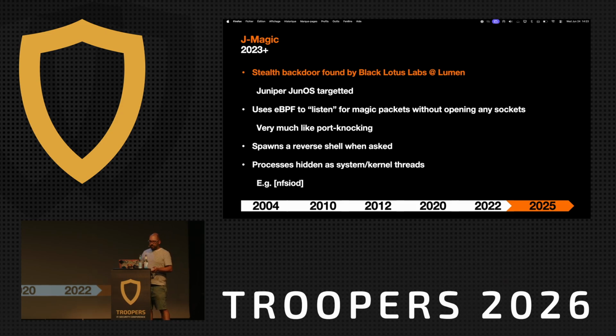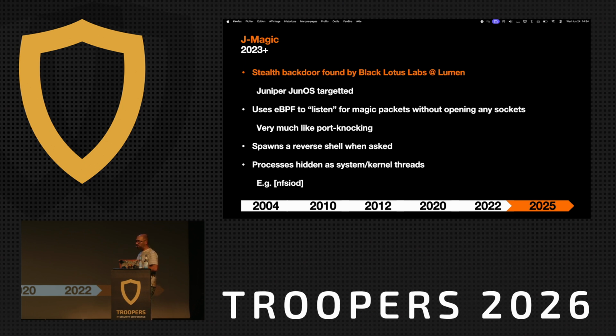Just a few years after, GMagic. GMagic is a piece of software that was called that by the folks at Lumen's Black Lotus Labs. GMagic targets especially JUNOS routers, Juniper routers that run JUNOS. It is a very interesting piece of software that uses eBPF to listen for magic packets without opening any socket, so it is very stealthy. It uses something like port knocking, so you would not have any open socket, and when knocked by the attacker, it will spawn a reverse shell to the attacker-controlled system.